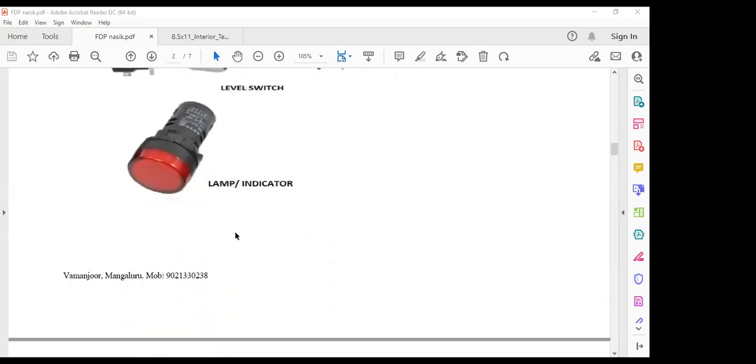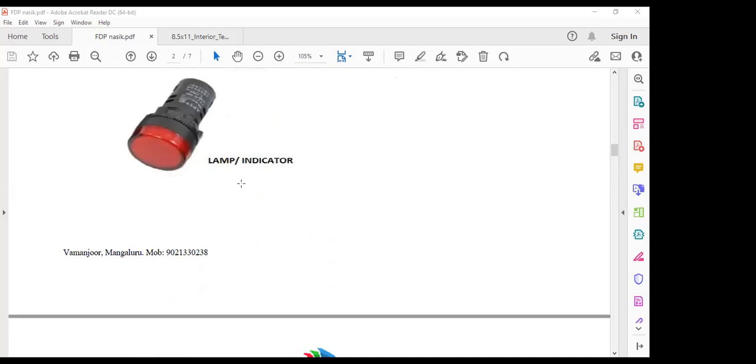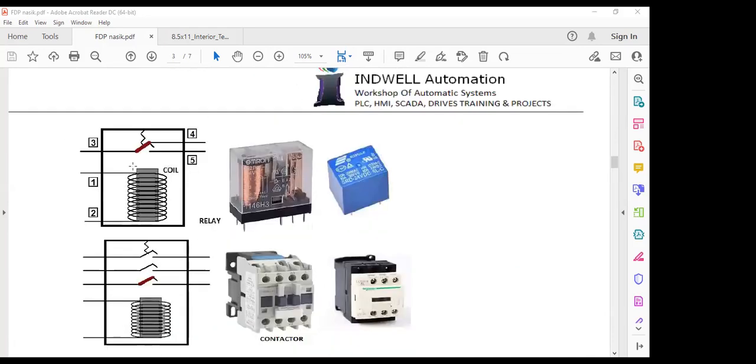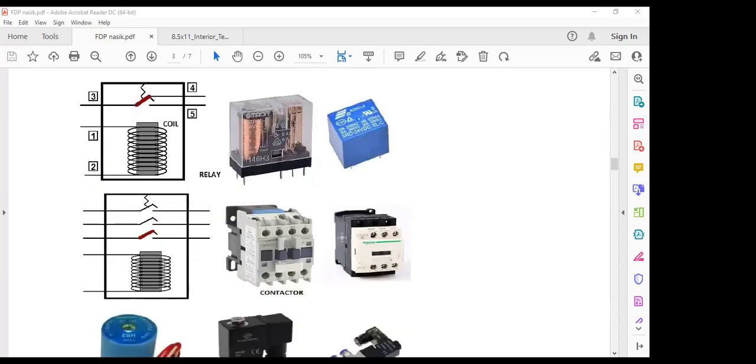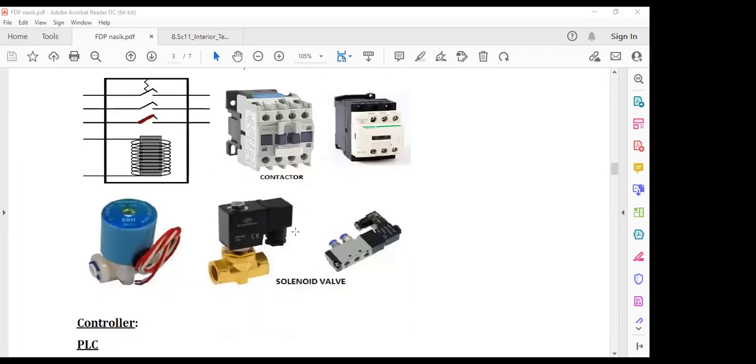In outputs, we can have indicators or lamps. We can have relays, and this is very important. In automation, in industrial automation, a relay will be used frequently, relay, contactor, then solenoid valve. This solenoid valve, in industry, we have pipelines also, right? Obviously, in process industry, we have lot and lot of pipelines. To operate its open and close, we have solenoid valve. And hydraulic and pneumatic system.